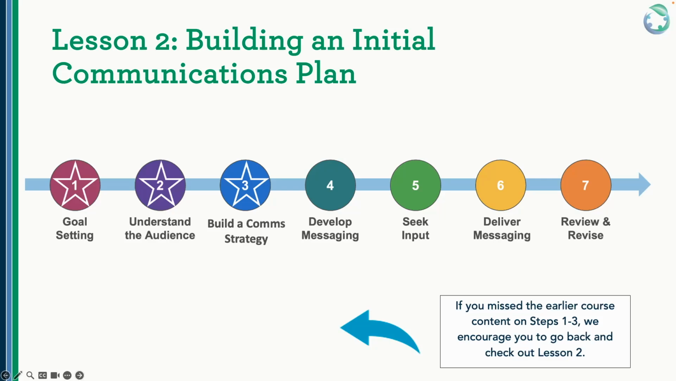Step 2, understanding the audience. Building on goal setting, we explored how to identify and analyze your target audience. This step involves specifying desired takeaways, as well as understanding the communication needs, preferences, and context of rural communities to tailor messaging effectively. Step 3, building a communication strategy. With clear goals and a well-understood audience, we learn how to begin building a communication strategy that outlines the key messages, channels, timelines, and resources needed for rural public health communications.